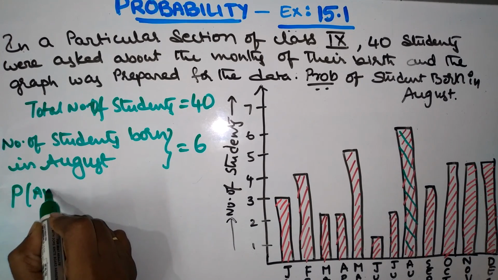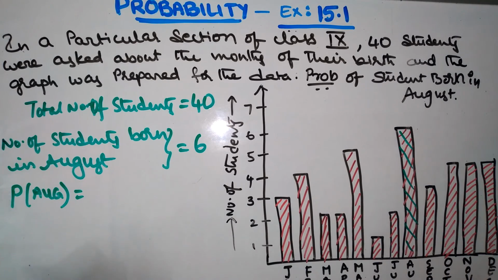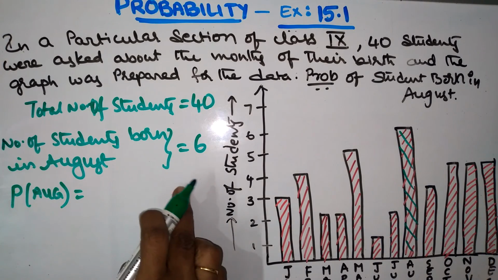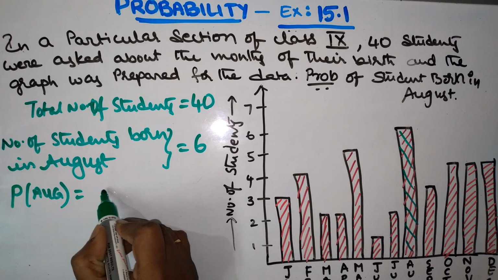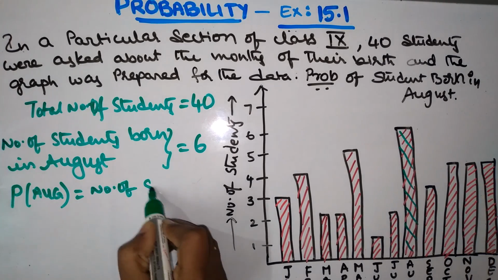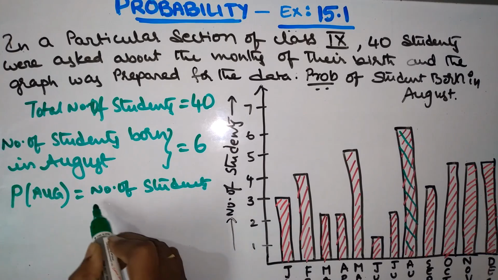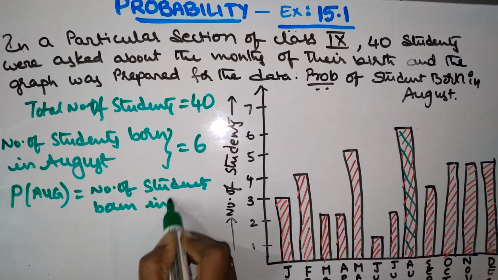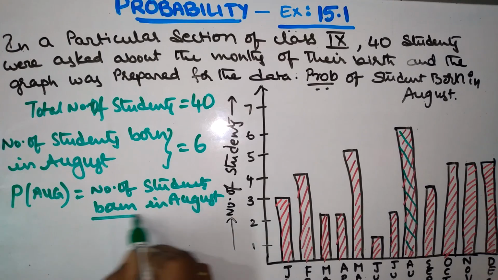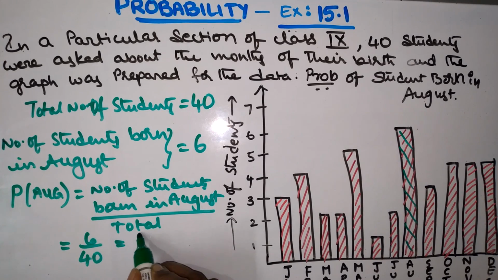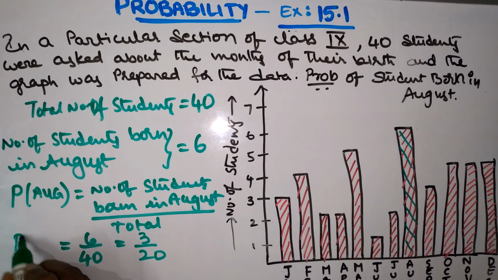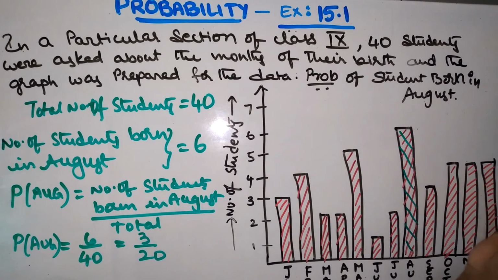So now the probability of August, that is equals to the number of students born in that particular month, August, by the total number of students, that is number of students born in August divided by total number of students, that is equals to 6 by 40, which is equals to 3 by 20. This is the required probability of a student born in August.